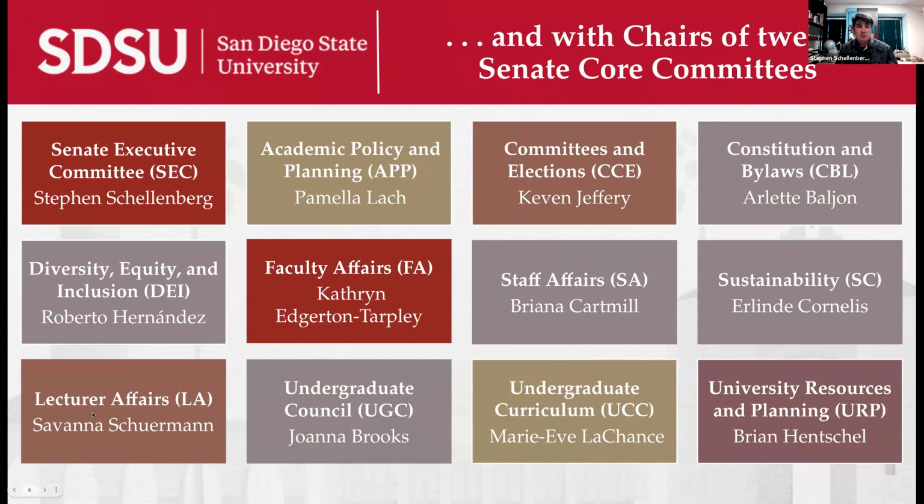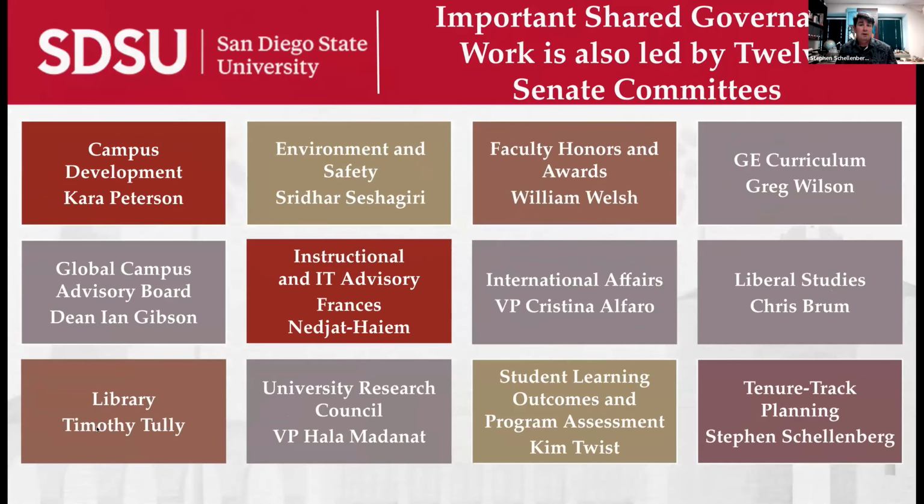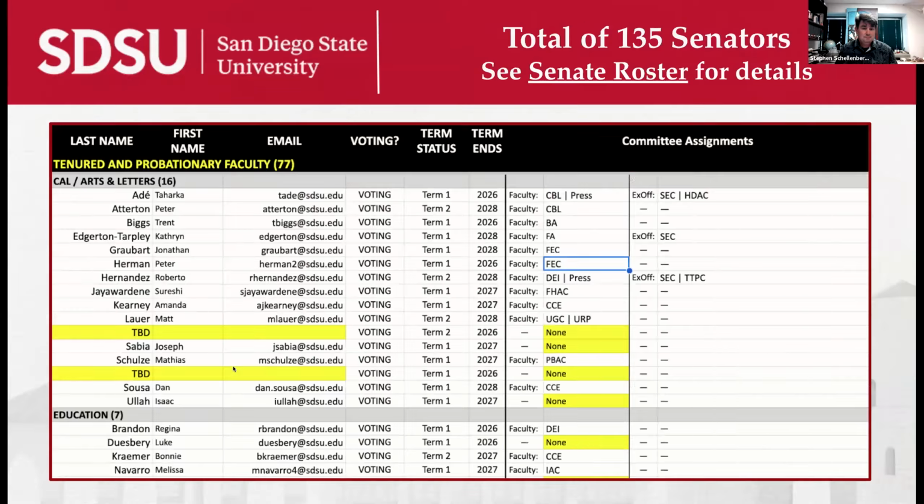So these are folks that are on these so-called Senate core committees, which you may or may not be a member of. We also have a large number of other committees as well. Shared governance is done across the board. We have 12 Senate committees that are also involved. So a total of 24 committees plus SEC. And then we also have campus committees that have Senate representation. So a lot of committee work, and I want to just give a shout out to the folks who lead these committees, because they're the ones who are doing a lot of the work that then comes to the Senate body to deliberate, question, and move forward and refine our shared governance process. So a shout out to them and to everyone that serves on those committees.